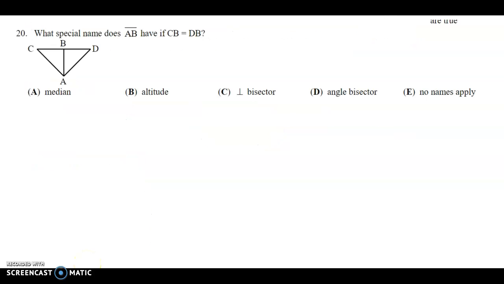Number 20 seems to be another definition. What special name does line segment AB have if CB is equal to DB? CB is equal to DB, so it's cut right here by line segment AB. We don't know it's an altitude. We're told nothing about height or perpendicular, nothing about the angles. But the fact that it cuts a line segment in two means that it's a median. And that's a definition that we should know.